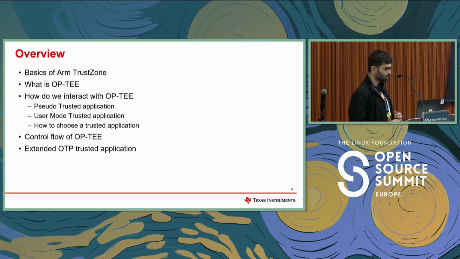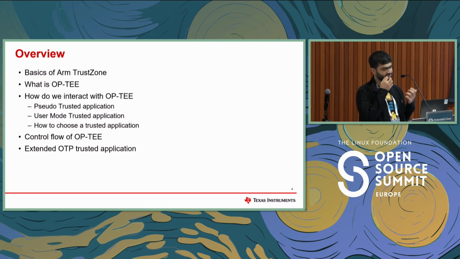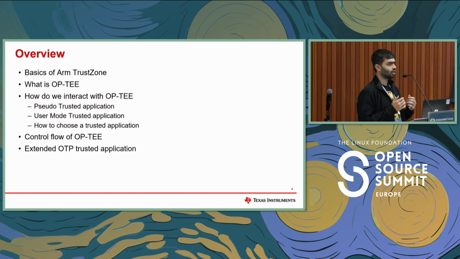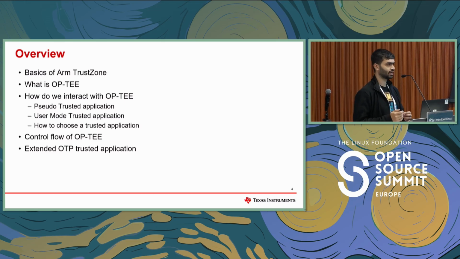So the overview is we'll start with the basics of TrustZone today, and then we'll dive into OP-TEE as to what it is, just an intro up to some extent, and then we'll go through the flow of how everything goes from Linux to OP-TEE, with an example of an extended OTP use case that we have made at TI.